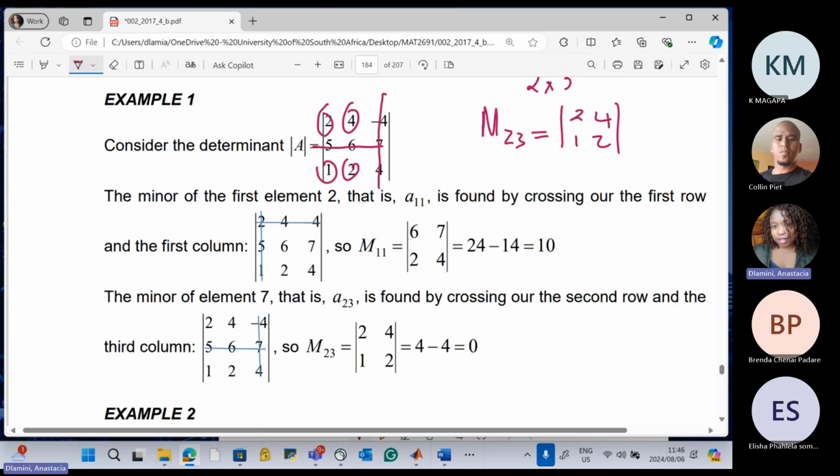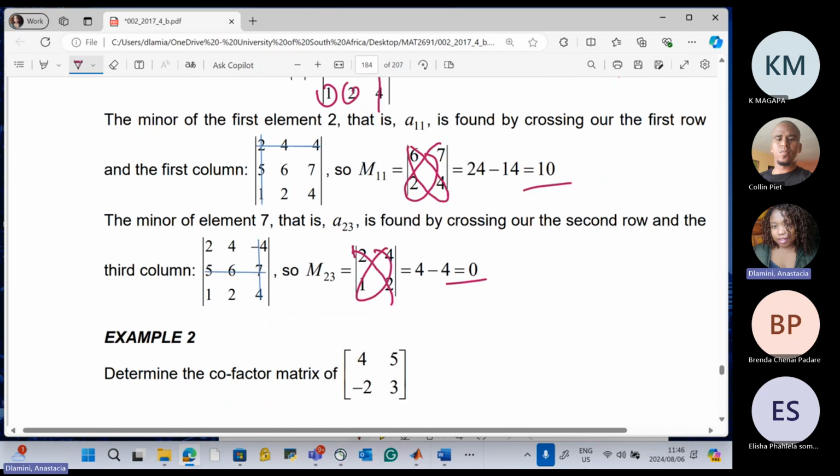Now, we know the determinant, right? It's this one times that, subtract this one times that. That's what they got. Are we all together?